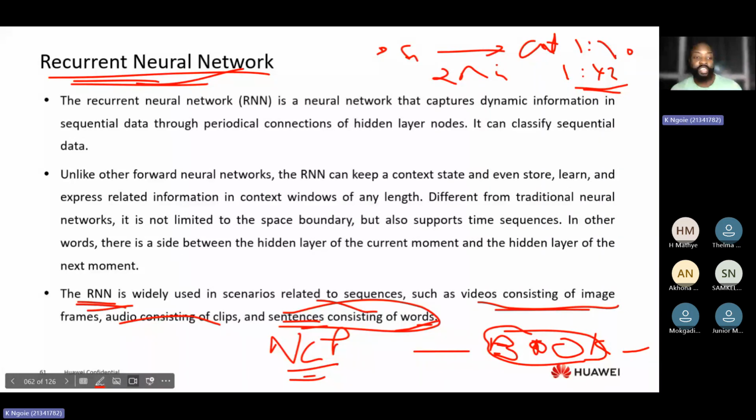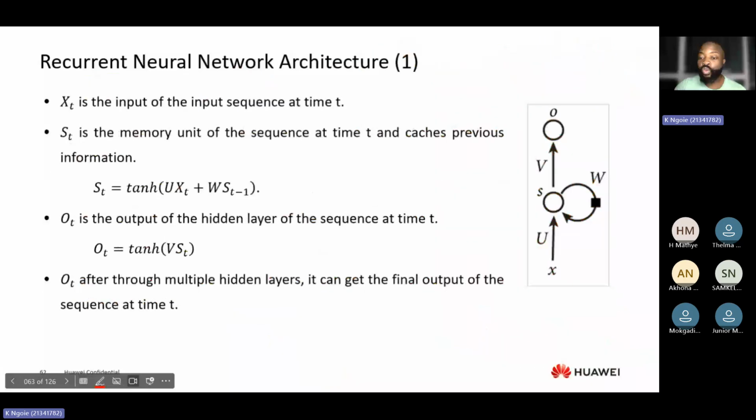There is a problem now of vanishing gradient, because if the network is longer, the network may not remember all the data. So what's the solution? The solution will be the introduction of what we call an LSTM, which is called a long short-term memory.